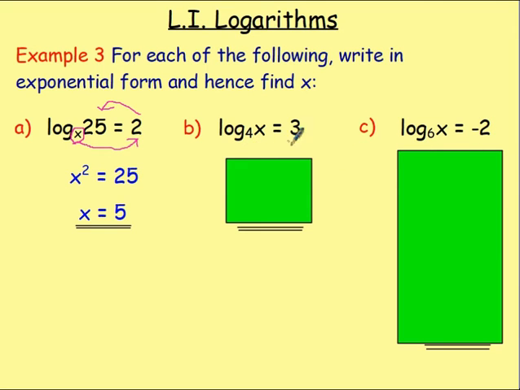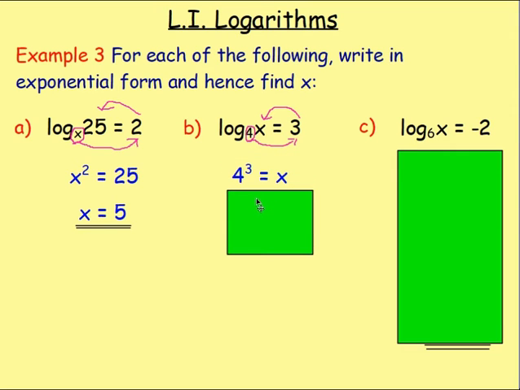Do the same thing again, rewriting it in exponential form. It's log base 4, so base bottom top. Start with the base, draw a line across the bottom to the other side. So we're going to have 4 to the power of 3 equals, draw a line at the top. All we're left with is x. So base bottom top, we've got 4 to the power of 3 equals x.